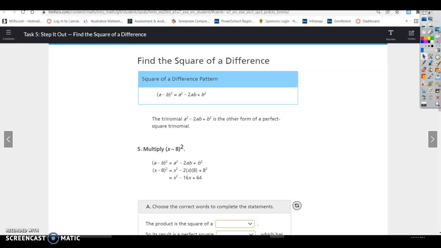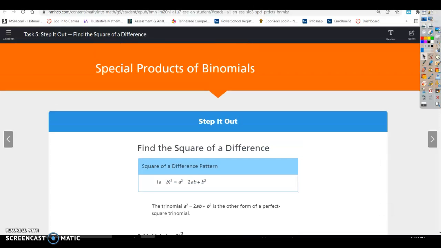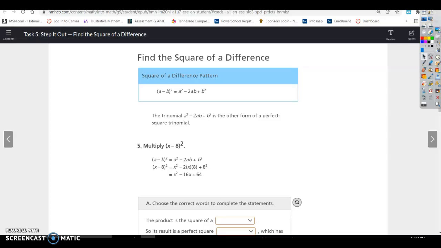Lesson 15.3, task 5. All right, so we're still talking about special products of binomials. So this time we're going to find the square of a difference. Difference means subtraction, so it works very much like the sum of addition. So the square of a difference pattern. We've got a binomial squared, so it's going to equal a squared minus 2ab plus b squared. So remember in the last one this was plus and this was plus, and that's the only difference. So when we have a difference pattern, it just means that the minus goes in the middle. Remember, anything squared is positive, so the only difference is the sign in the middle.